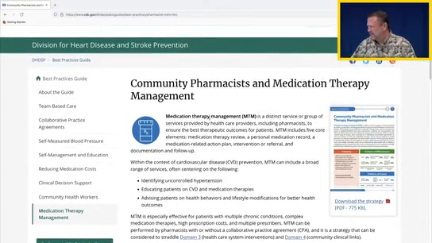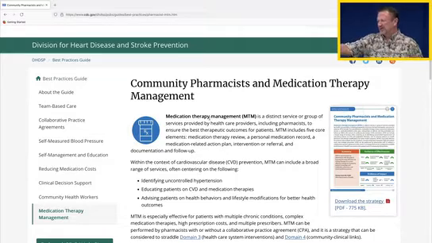And here it says, medication therapy management is a distinct service or group of services provided by healthcare providers, including pharmacists, to ensure the best therapeutic outcomes for their patients. MTM includes 5 core elements: medication therapy review, a personal medication record, a medication-related action plan, intervention or referral, and documentation and follow-up. And so I think this is an excellent description right here of what medication therapy management is.